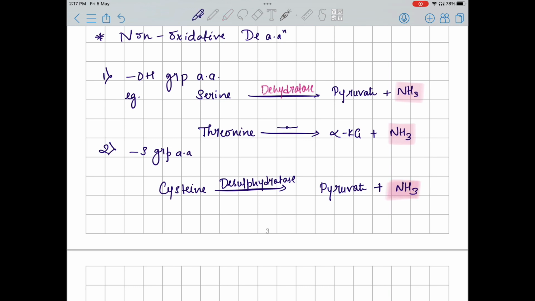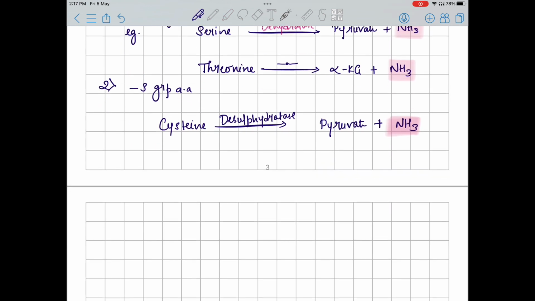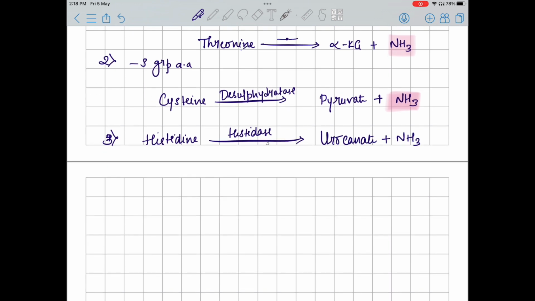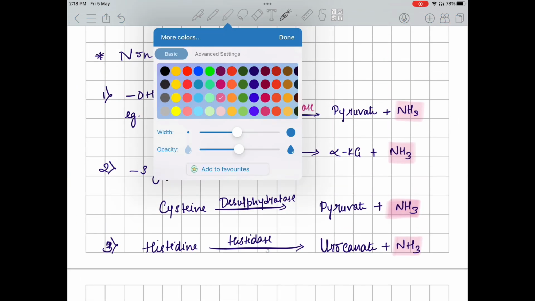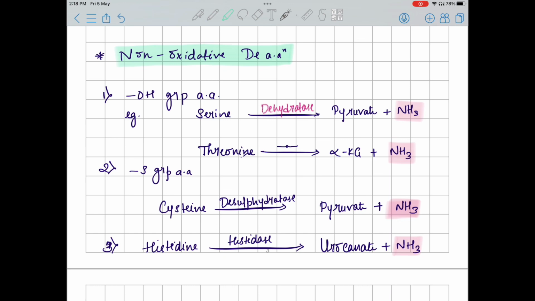And the last example which is going to undergo this process is histidine. Histidine in the presence of histidase gives ammonia. So the examples which we are going to remember here are OH containing, sulfur containing and histidine. These undergo non-oxidative deamination because they do not undergo transamination, while the rest all underwent transamination and are going to oxidative deamination.